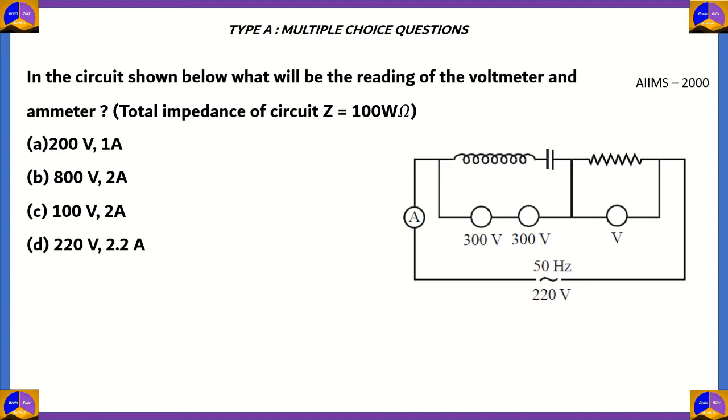So if you look at this circuit, this is an LCR series circuit. We have an inductor, a capacitor, and a resistor in series. And we have the values for VL, voltage across the inductor, and VC, voltage across the capacitor. We also have the total voltage and the frequency of the current. We also have the impedance, which is 100 ohms. We need to find the voltage across the resistor and we also need to find the amount of current that is flowing through the whole circuit.